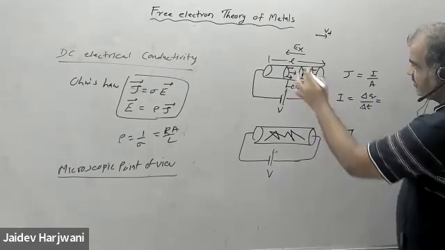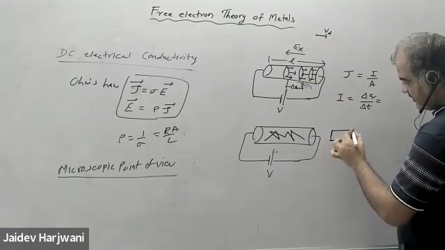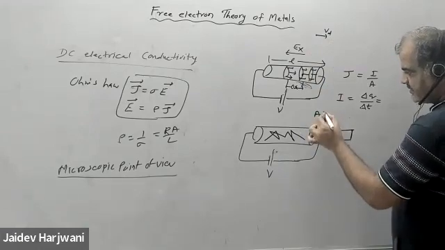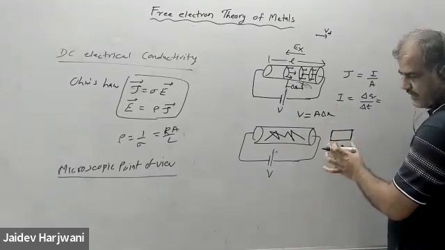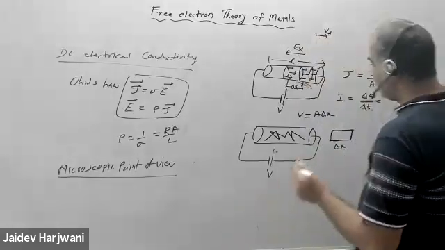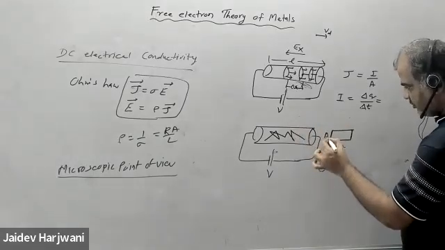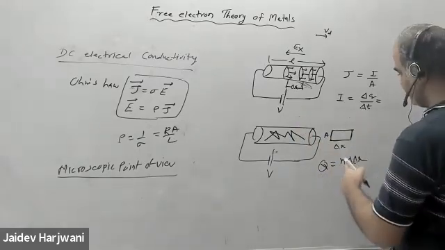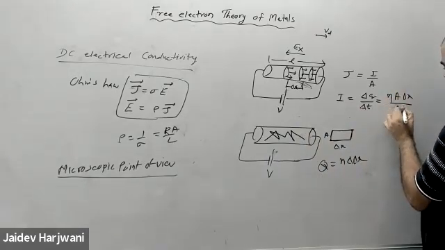So I know the velocity is vd. How much charge is present in this delta x region? I know the cross section area is A, and length is delta x. So this is the volume of this small part, and if I know the charge carrier density n, then I can know how much charge is present. So that charge Q can be written as n A delta x. If I want to calculate the current, I can write simply n A delta x upon delta t.